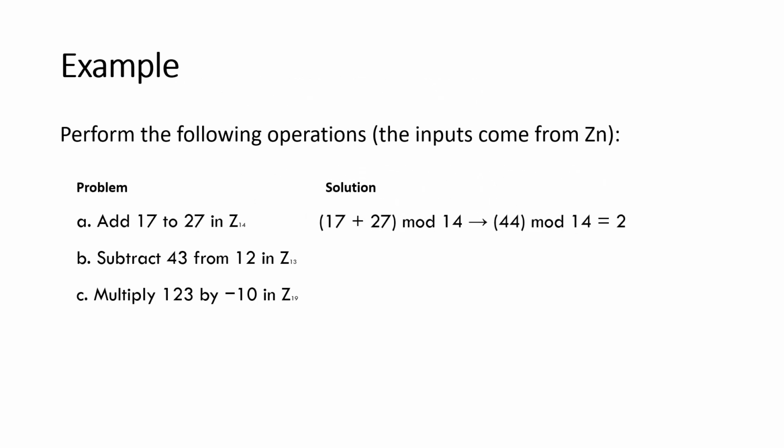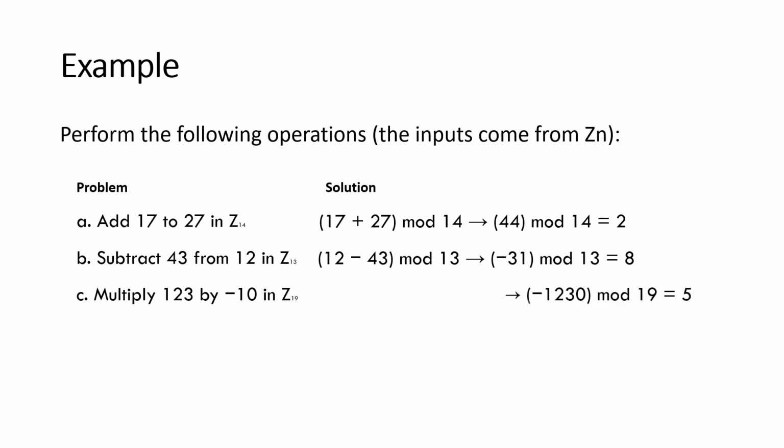(17 + 27) mod 14: 44 mod 14 equals 2. (12 - 43) mod 13: -31 mod 13 equals 8. (123 × -10) mod 19: -1230 mod 19 equals 5.